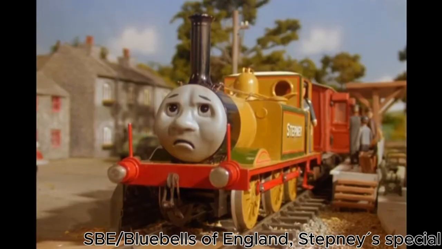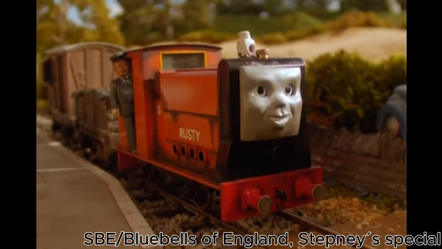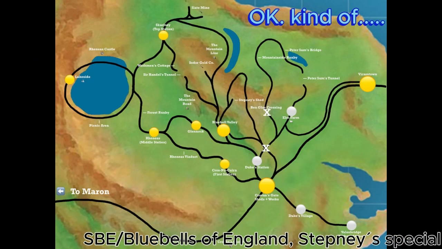So, Thomas and Stepney is a changed title. In the railway series, this was Stepney's Special. Now, Stepney's story is changed drastically. He is saved from scrap by Rusty, and his line, the Bluebell Railway, replaces the position of the Norramby branch line in the railway series. Okay, those are not all the series-long changes.